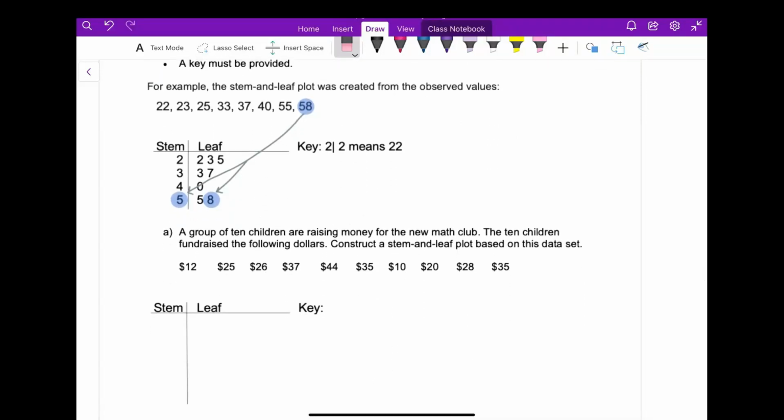So it says, for example, the stem and leaf plot was created from the observed values. Here are your observed values. Another name for this is your raw data. So we take some raw data, and the very first thing you should do is organize it. If you notice, our data is organized. This is 22, 23, 25, and it's already going up. If your data is messy, it can kind of lead to you missing a value. So it's important that you organize it.